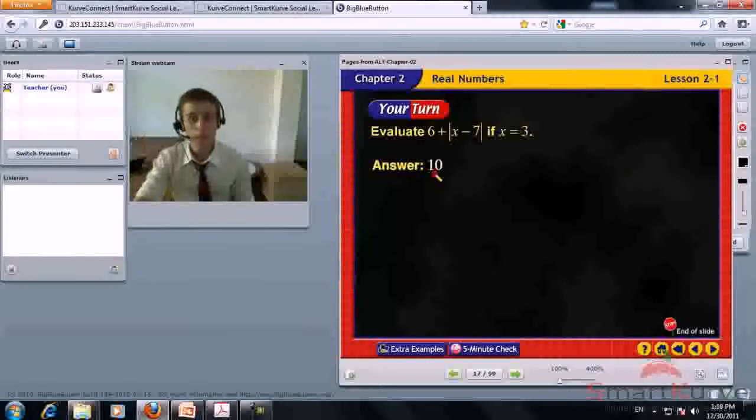Evaluate 6 plus the absolute value of x minus 7 if x equals 3. We have x equals 3, so we substitute the 3 for this x. 3 minus 7 is negative 4. The absolute value of negative 4 is positive 4. Remember, the absolute value of a negative will always be the positive of that number. So we get 6 plus positive 4. 6 plus 4 is 10.